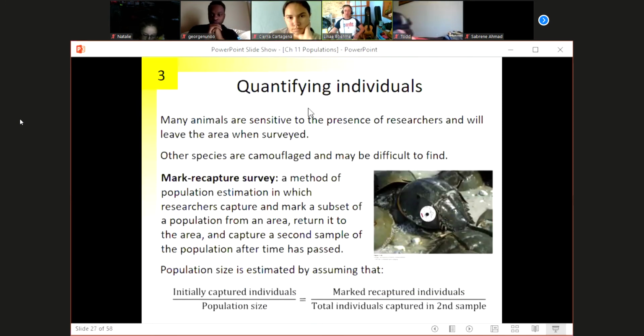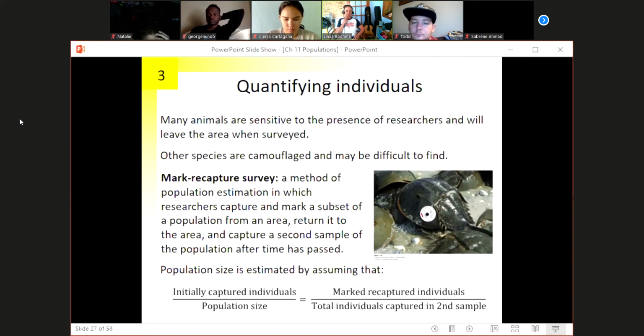Other ways that you can quantify individuals is using the mark-recapture method, and I'll be making a video about this for you. Mark-recapture works pretty well if you have an organism that comes back to that area every year, say a migratory species, or a species that tends to just hang around in that area. As you see here on the right, that is a horseshoe crab. And here in Florida, we do quite a bit of mark-recapture with horseshoe crabs.